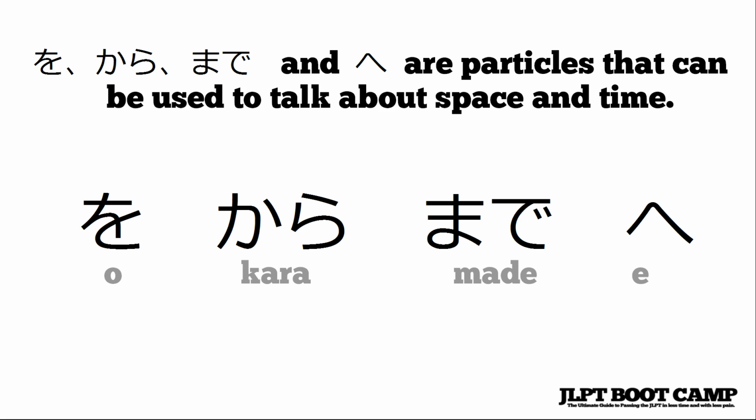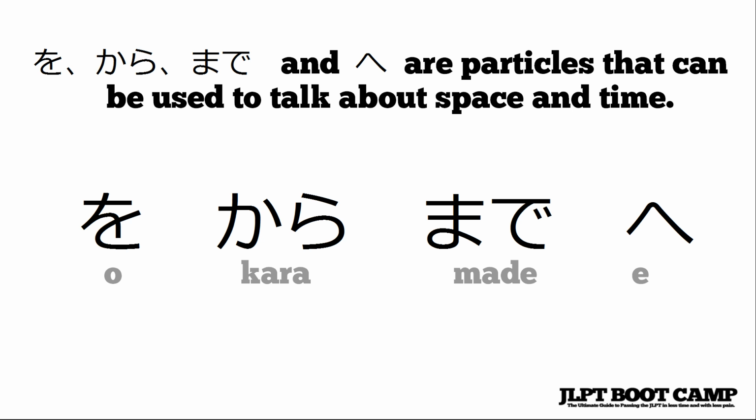This lesson is going to cover 4 different particles that sometimes have similar meanings: o, kara, made, and e. These 4 particles can be used to talk about space and time, ending points and starting points, basically. They're pretty easy to get mixed up, so I thought I'd go over them all in one episode.